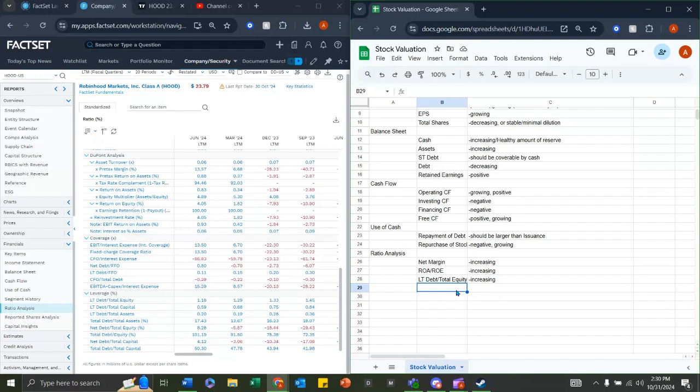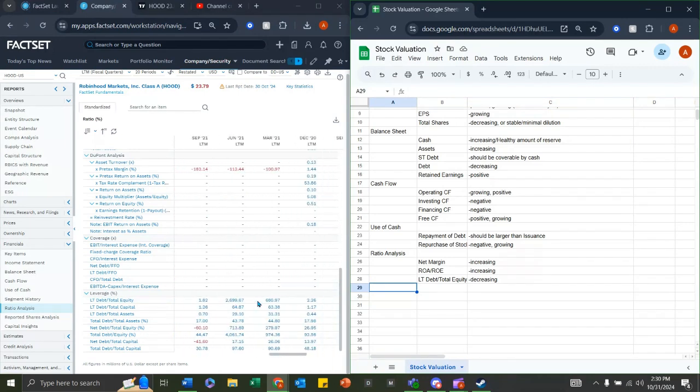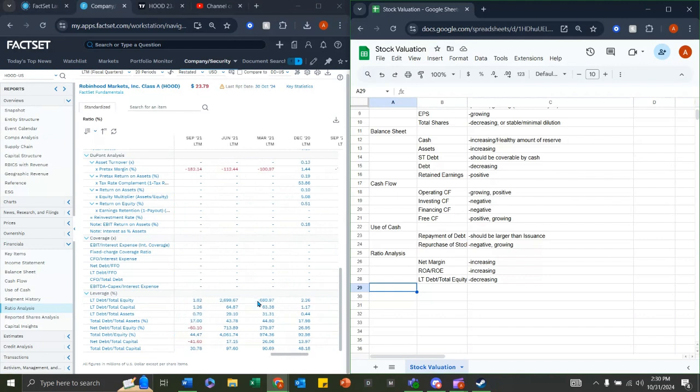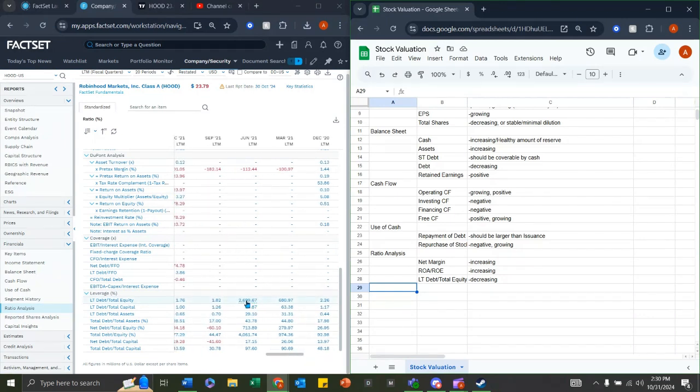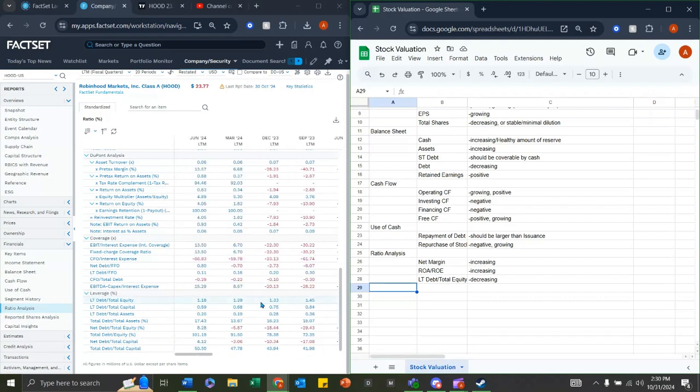Other than that, ratio analysis, this is basically, oh wait, you want to see this decreasing, sorry, not increasing. Decreasing, that's about it. This basically just means how much debt do you have compared to your total equity. And if it's higher, that is bad. And if it's lower, that is good. So, for example, in 2021, Robinhood had a long-term debt to total equity ratio of 2,700. That is despicable. You don't want to see that.